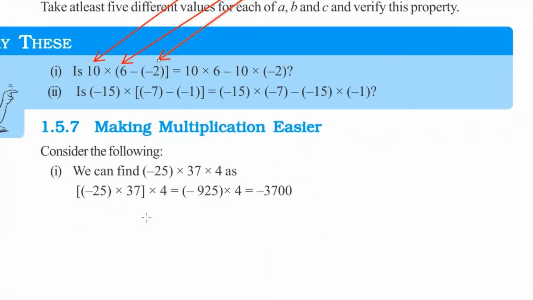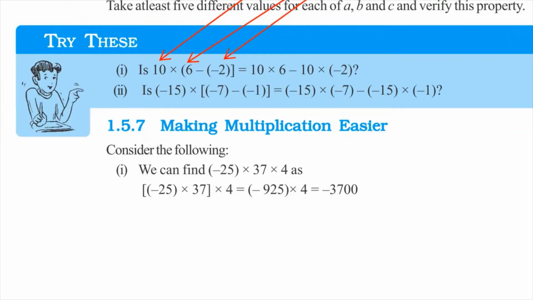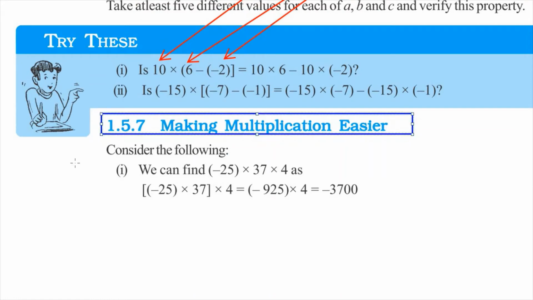Let us move on to the next section. This is called making multiplication easier. In this section, we will be learning different ways through which we can make our multiplication problems easier by applying the various properties that we have learned throughout this lesson.